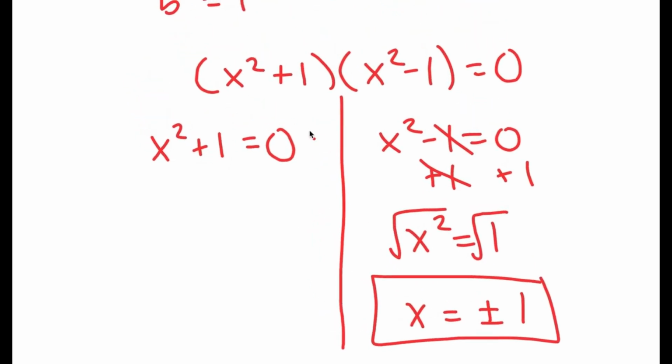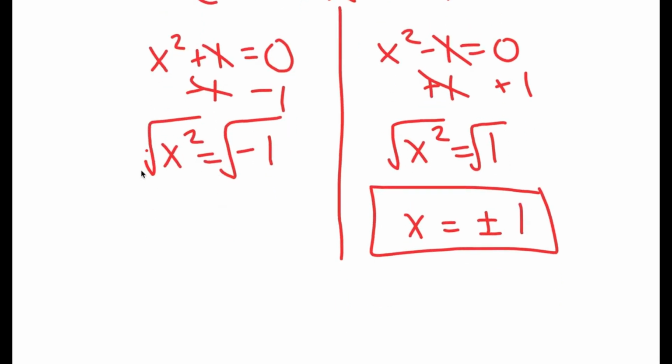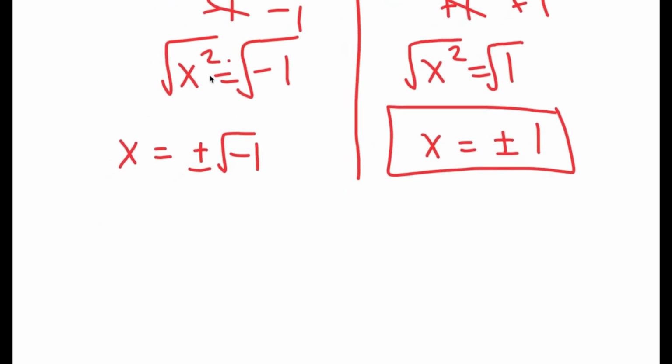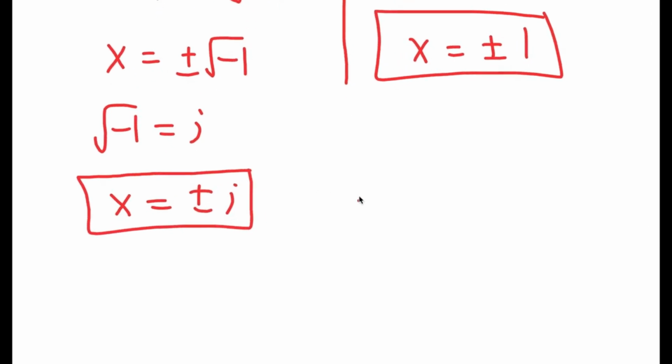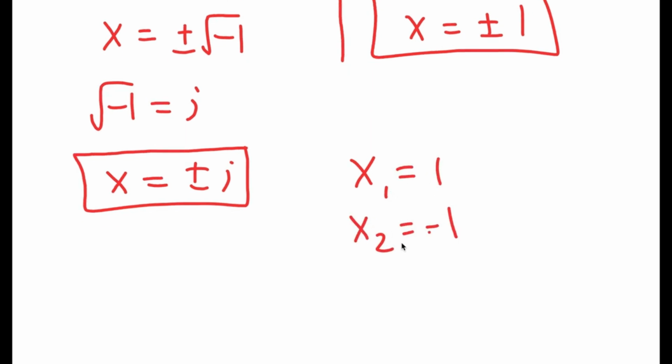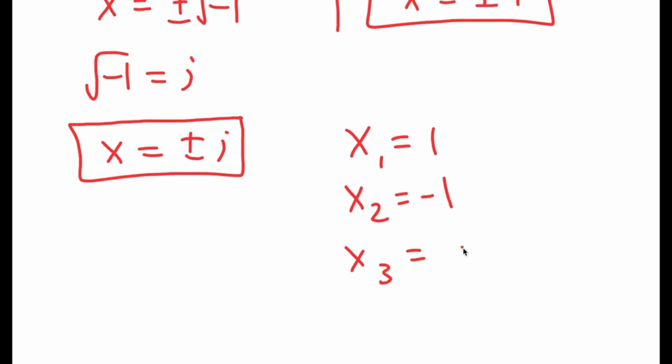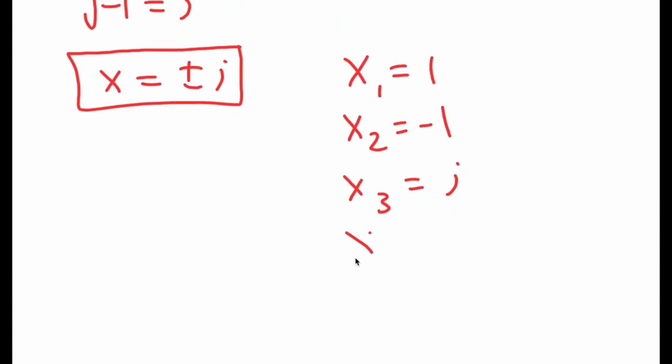Now for x squared plus 1 equals 0, I'm going to subtract 1 on both sides. So I get x squared is equal to negative 1. I'm going to again take the square root on both sides, but this time I get x is equal to positive or negative square root of negative 1. Now if you already know, the square root of negative 1 is equal to i. So I get x is equal to positive or negative i. So my four solutions to this problem are x equals 1, x equals negative 1, x equals positive i, and finally x equals negative i.